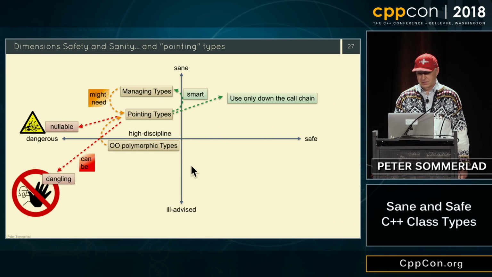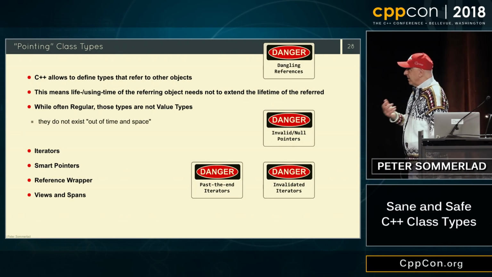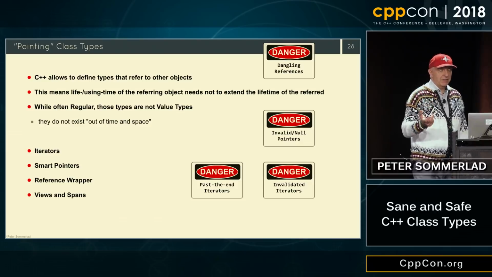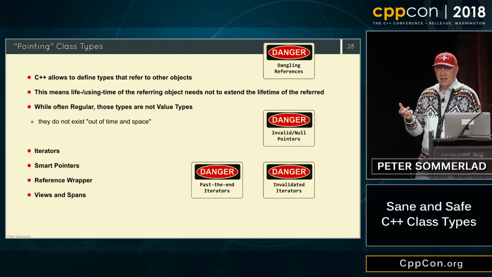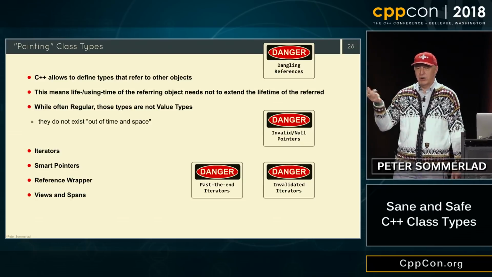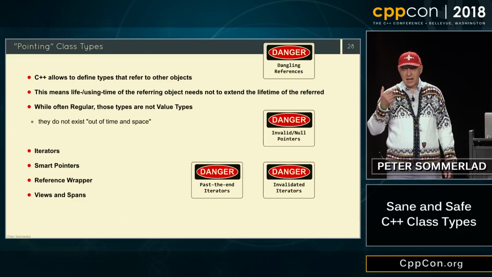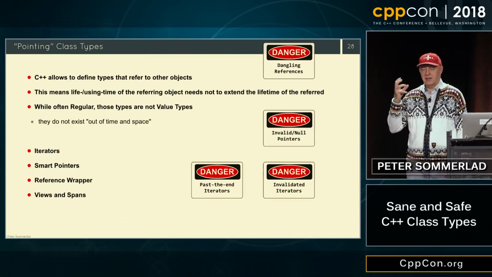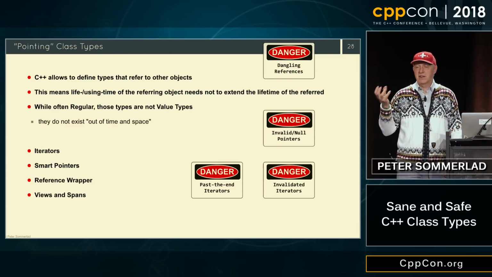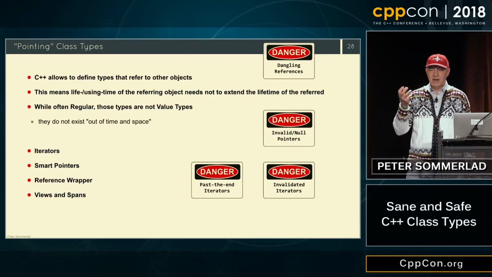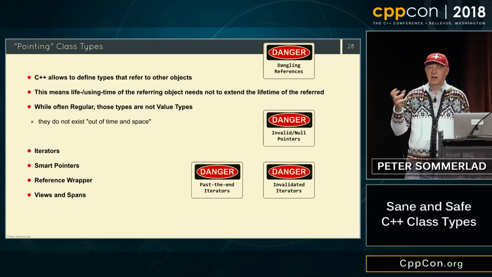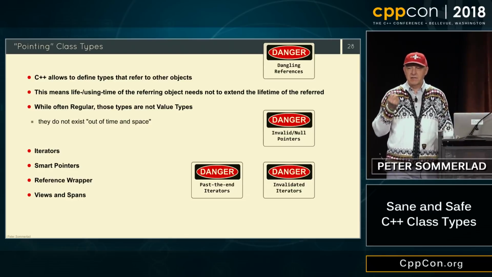So, in C++, one of the strengths is that we can define things that refer to other objects, but the lifetime dependency is there. Often we have types that are these pointing types, that are class types, that are regular, that can be copied and everything, but they are not value types because they don't exist out of time and space. They don't exist on their own. If I have the number 42, it's always 42, regardless of where it is. But if I have a pointer to a memory location where 42 might have been stored, and that memory location is freed, my pointer is no longer valid, even though the pointer value is the same.